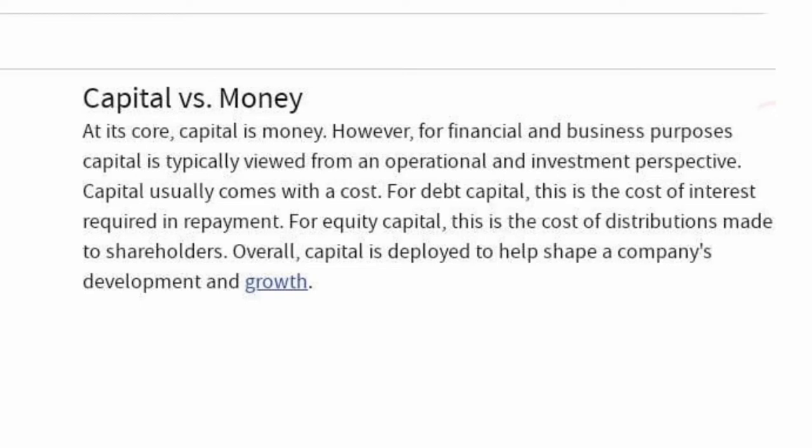Is money capital? So now you can again see on your screen a beautiful definition from Investopedia, that is, is money a form of capital. So again, let me read this out to you. Capital versus money. At its core, capital is money. However, for financial and business purposes, capital is typically viewed from an operational and investment perspective, which means that money is not exactly capital, because money is a tool which is used for buying capital.